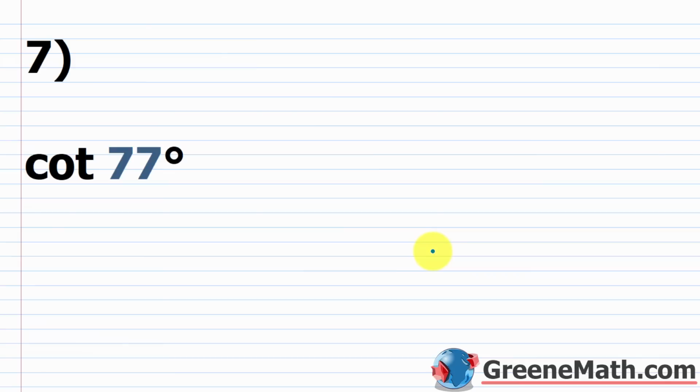All right, for problem number 7, we're given the cotangent of 77 degrees. So the cofunction with cotangent is going to be tangent. And so to write it in terms of its cofunction, you're going to say this is equal to the tangent of, again, go 90 degrees minus this angle measure, which is 77 degrees. So 90 degrees minus 77 degrees, that's going to be 13 degrees. So we're going to write this as the tangent of 13 degrees.